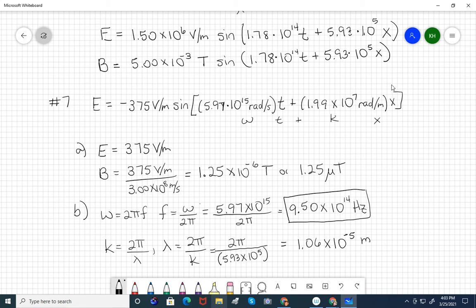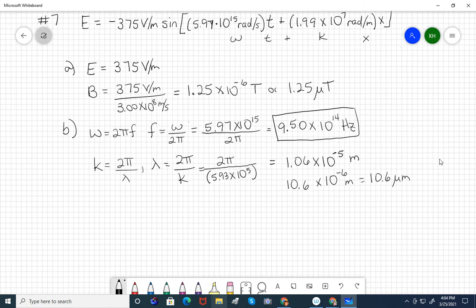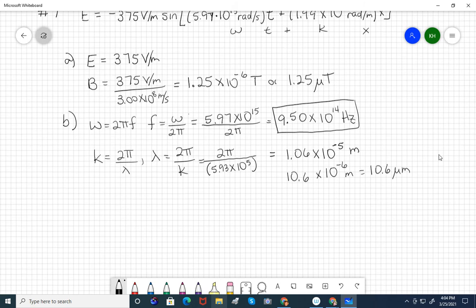If I want to make this into micrometers, I can. If I make this number 10 times smaller, then I make this number 10 times bigger. So this would be equivalent to 10.6 micrometers. That's what we actually had on the previous problem for our wavelength. It didn't ask us to do it that way. There's certainly nothing wrong with just leaving it like this.